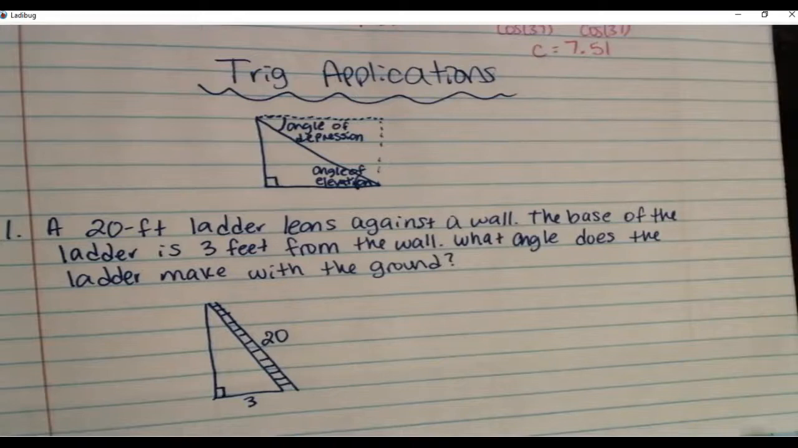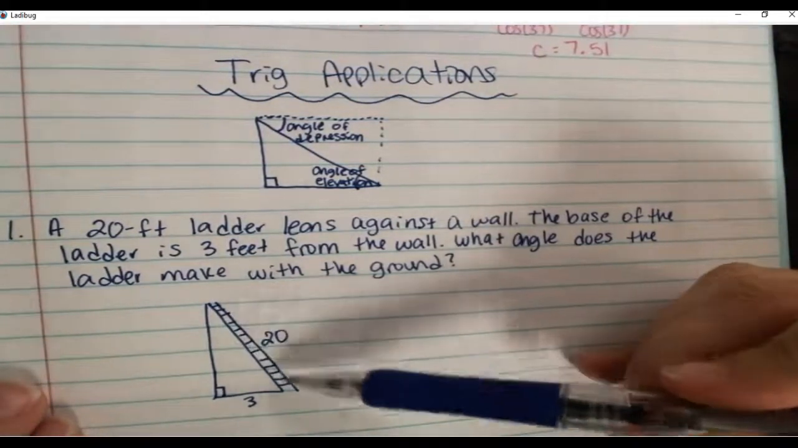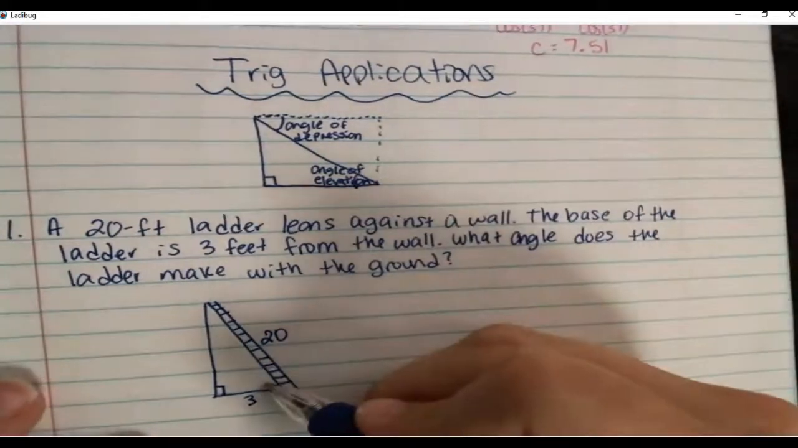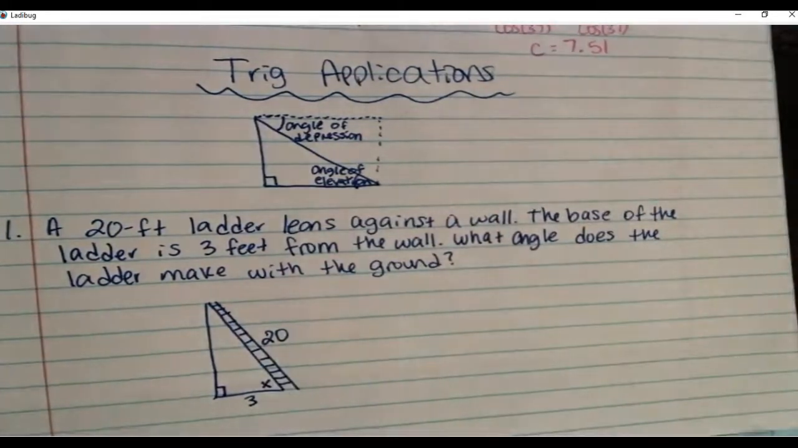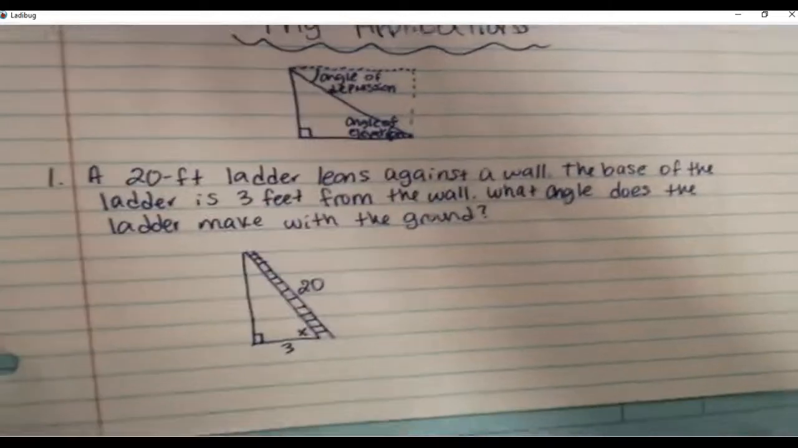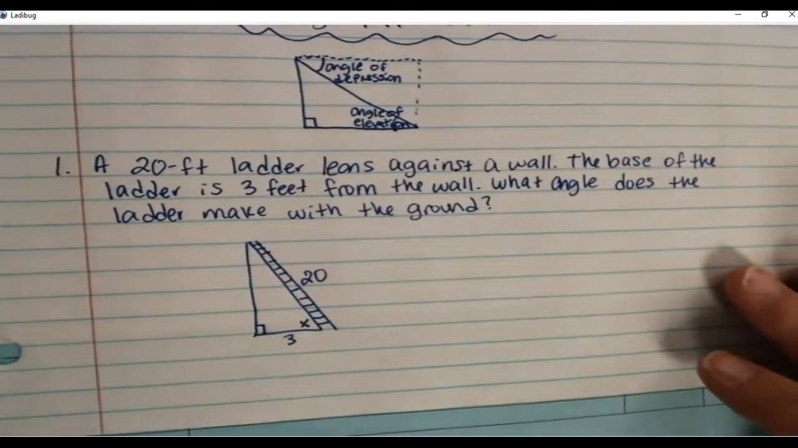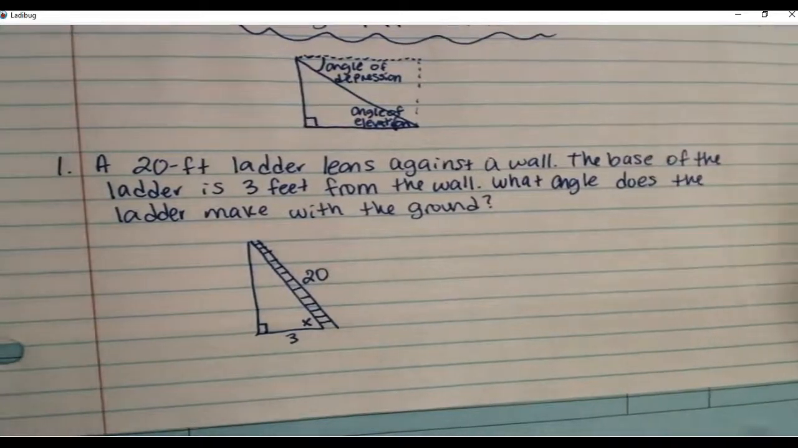So then I'm trying to figure out what angle does the ladder make with the ground. So am I trying to find the top angle or the bottom angle? Bottom, good, because we want the ladder and the ground. Any questions setting it up? Okay, so now we just solve it like we did yesterday.